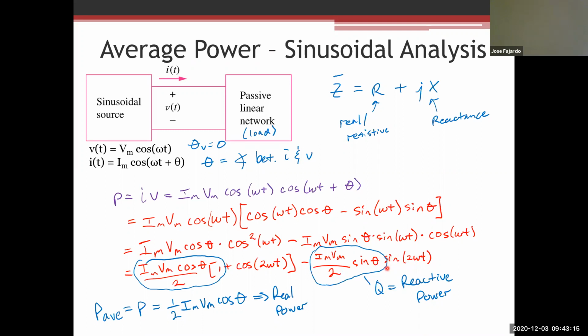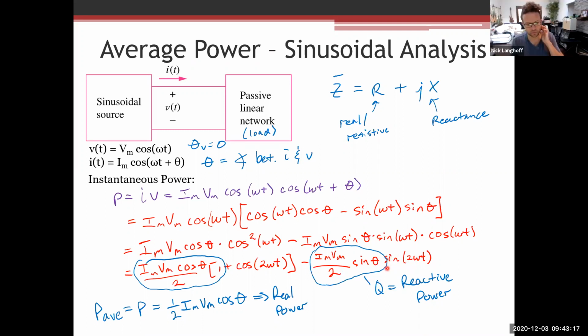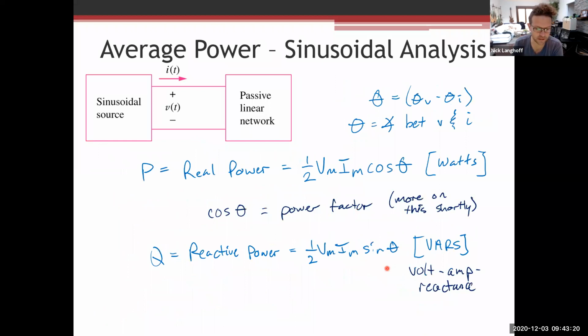All right, so I just wanted to remind us that we've already introduced this notion of real power. It's 1/2 times Vmax times Imax. Remember, these are the peak voltage and peak current, times the cosine of theta, where theta is the phase difference between the voltage and current phasors. We measure that in units of watts.